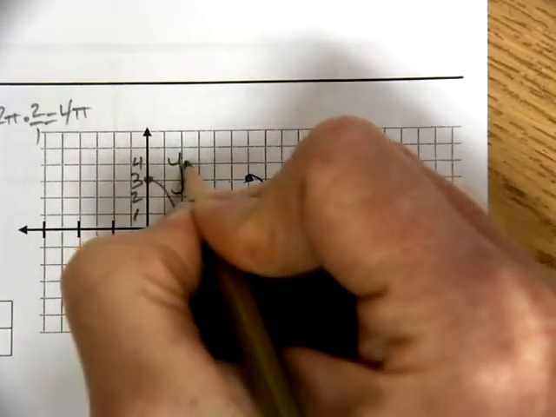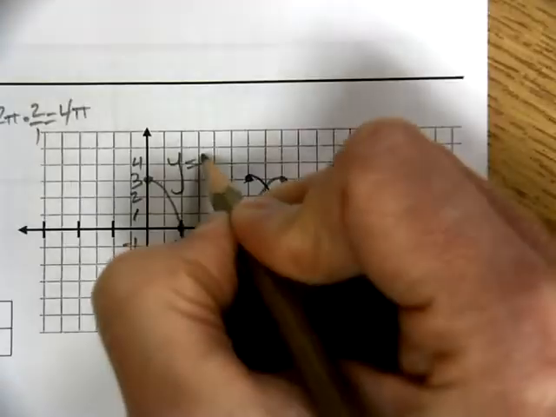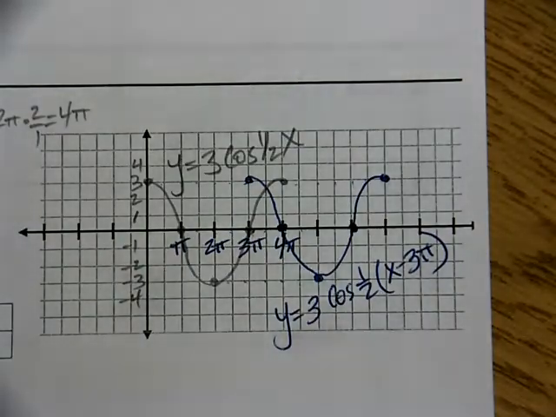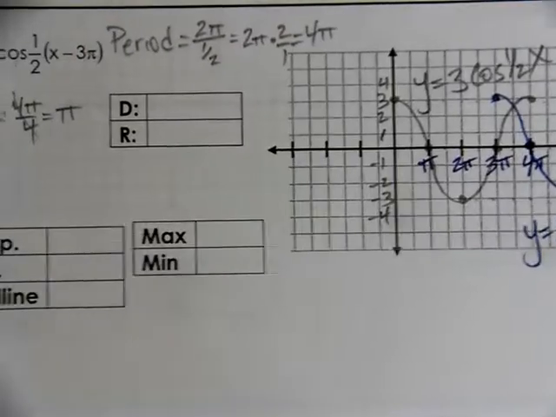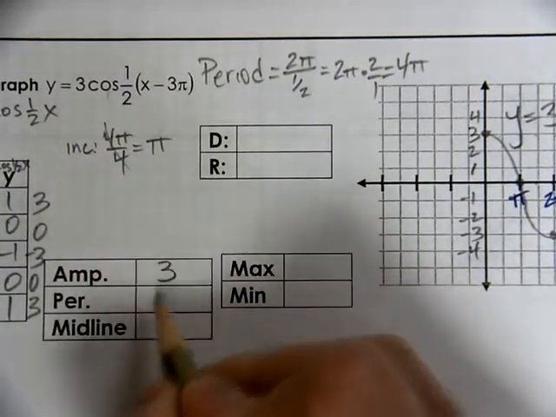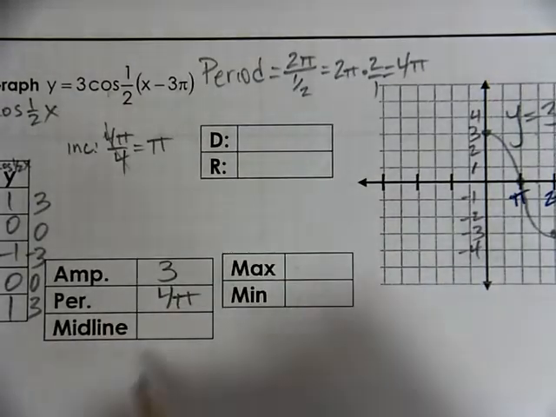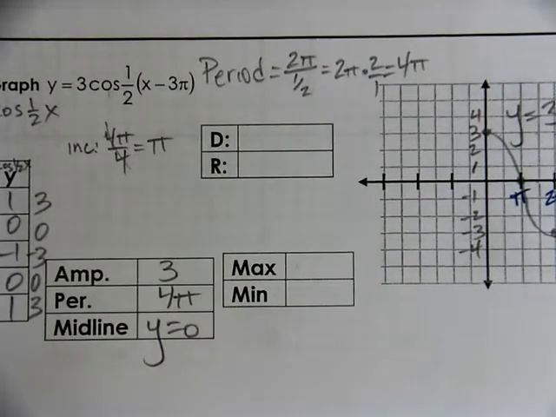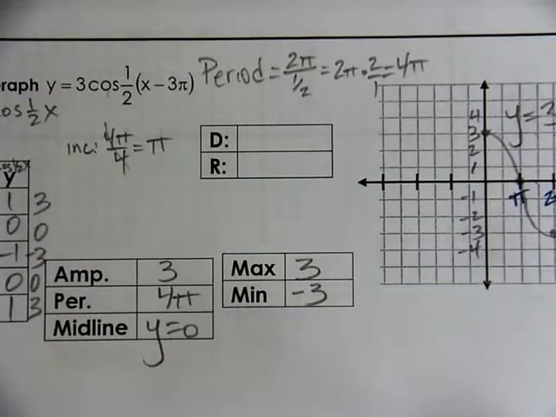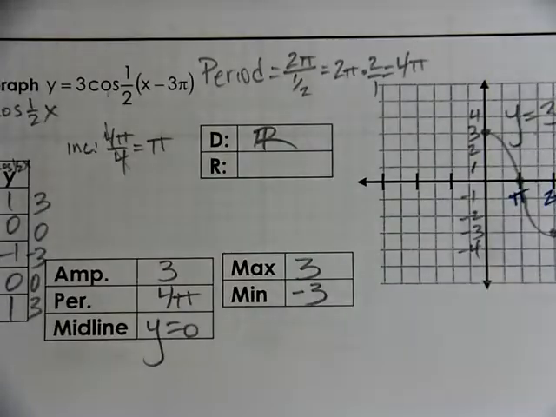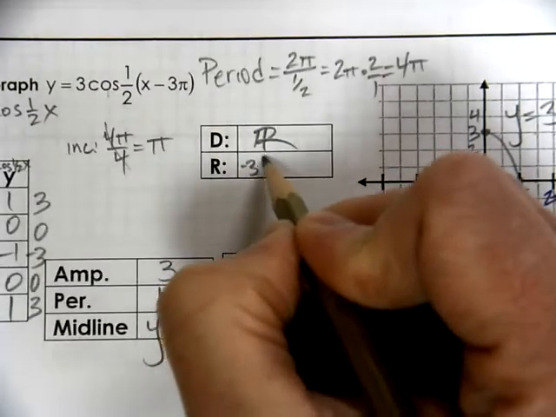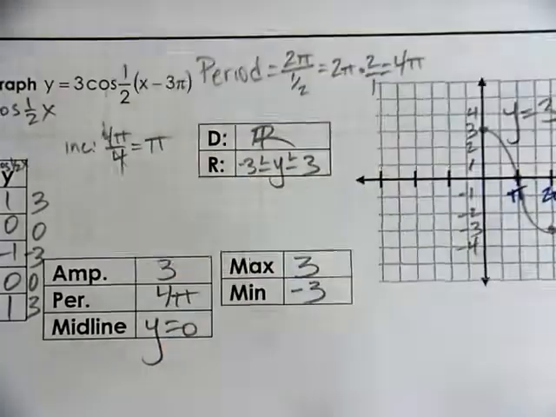The first one was y equals 3 cosine of half x. We know the amplitude is the absolute value of a, so it's 3. The period we calculated is 4 pi. The midline is still 0. We don't have a k value. The maximum number is 3. The minimum number is -3. The domain is all real numbers. And our range goes between those maxes and mins. So -3 to 3.